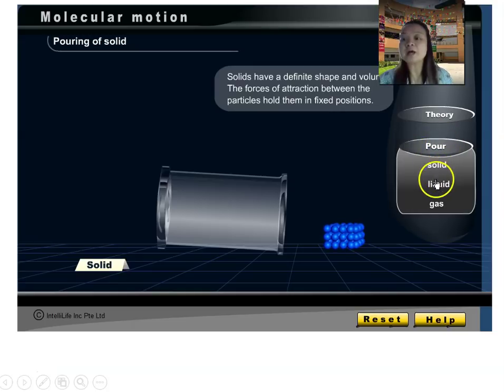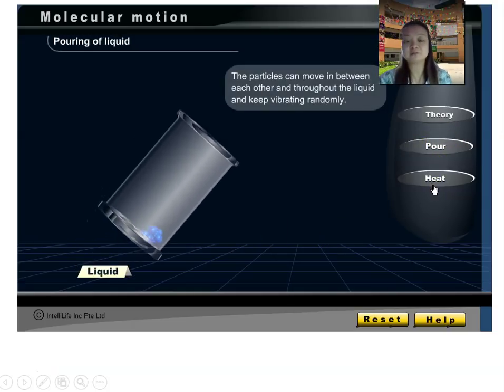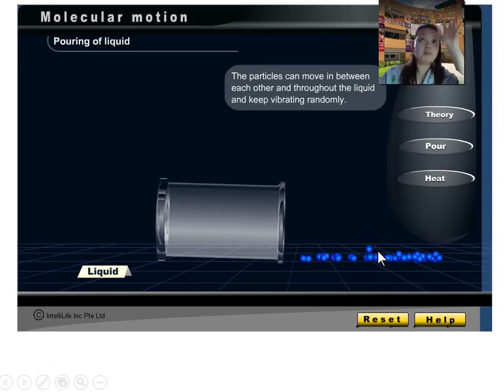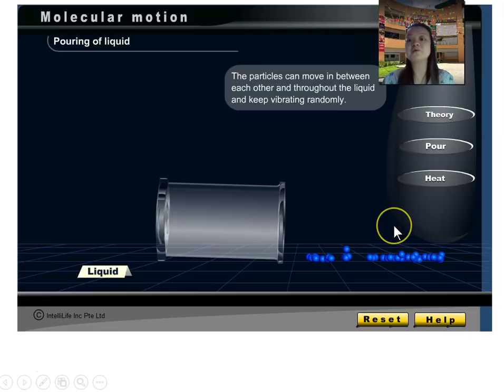Now look what happens when you pour the liquid particles out. Look, you notice the liquid particles, the shape is relatively different. It seems to be sliding past each other, but the particles are still close together and they are still vibrating, but they are moving in a relatively random manner. That means you do not know whether they are moving right or left or top or bottom, so it's very unpredictable the way they are moving.